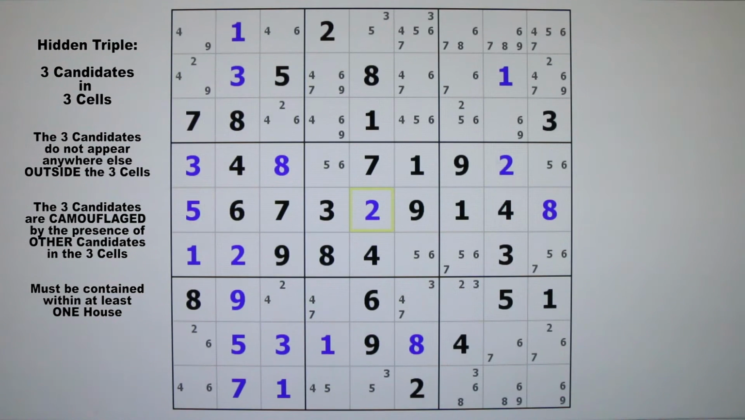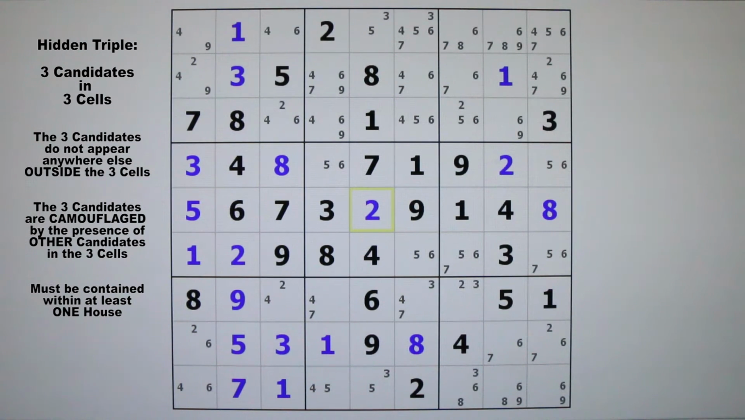All right, in this puzzle, let's see if you can find the hidden triple. I'll give you a few seconds. All right, I'll give you a clue. It's in block 3. Can you find it?